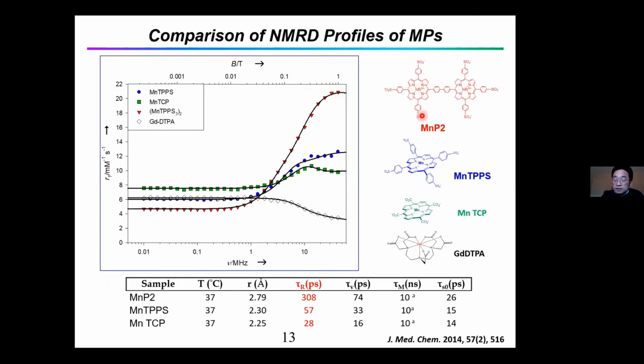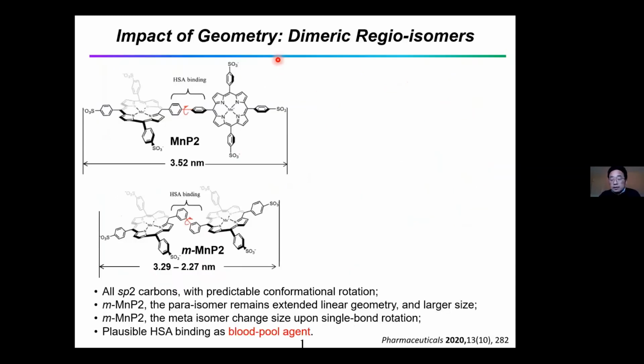And if you compare the size of these porphyrins, this is manganese TPPS, which was previously studied by other people. And we have also manganese TPPS, which is a new compound designed by us. So the size correlates quite well with predicted relaxivity. So this is something very similar to gadolinium complexes.